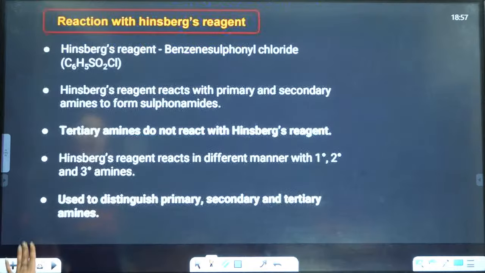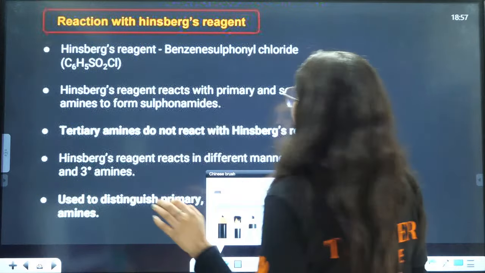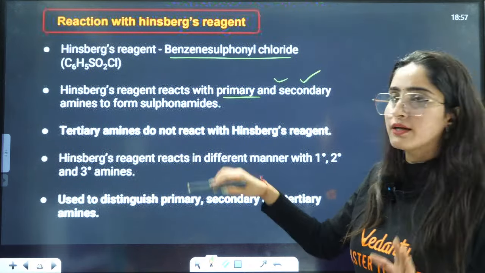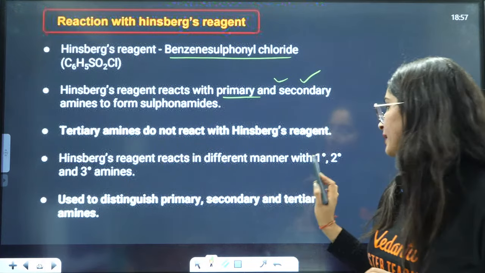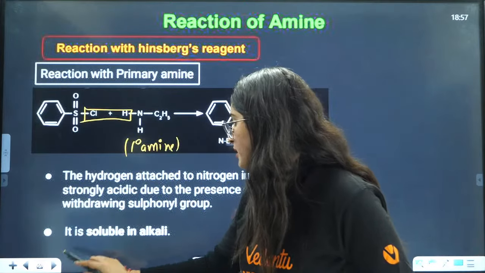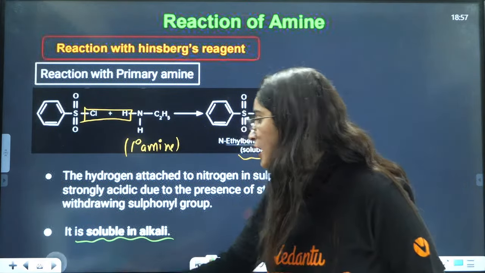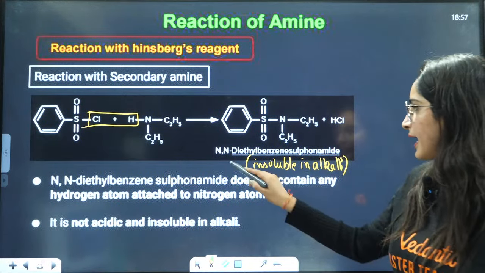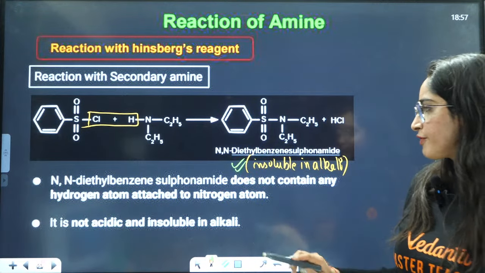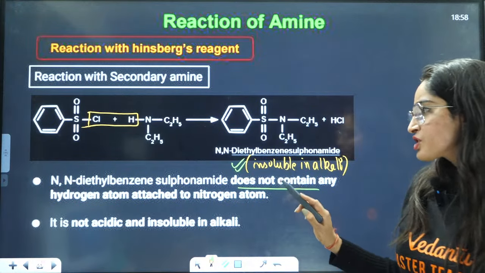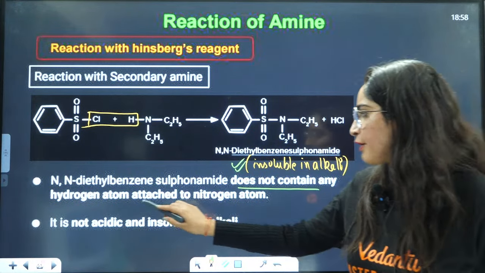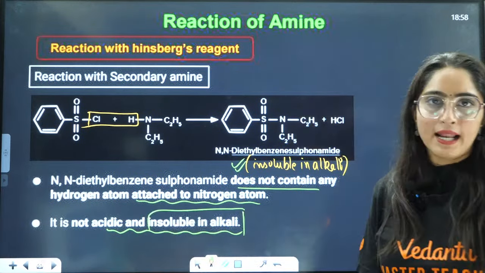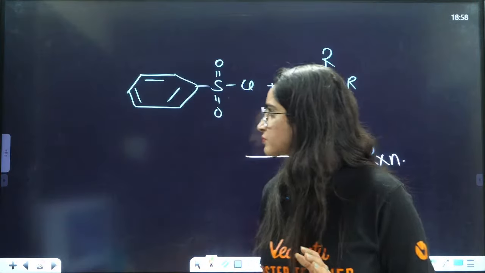Understood? Now, Hinsberg reagent, that is benzene sulfonyl chloride. Hinsberg reagent reacts with primary and secondary amines, but it does not react with tertiary amines. With primary amines, it forms a compound that is soluble in alkali. With secondary, it forms a compound which is insoluble in alkali. That I have written here. They have written in a different way: the tertiary amine does not contain any hydrogen atom attached to the nitrogen. It is not acidic, so it is insoluble in the alkali, right? Okay, guys.